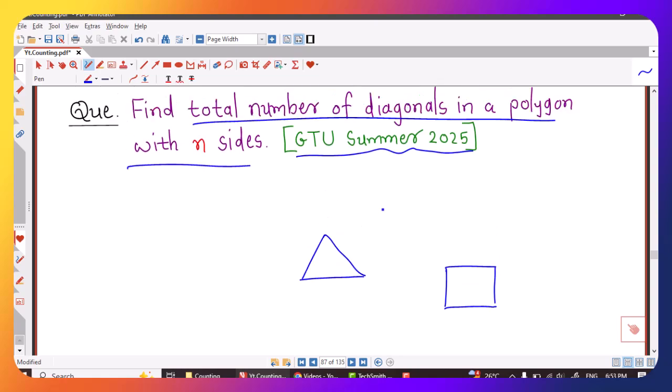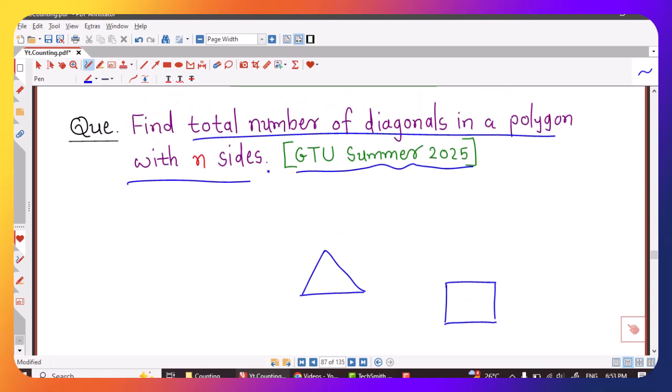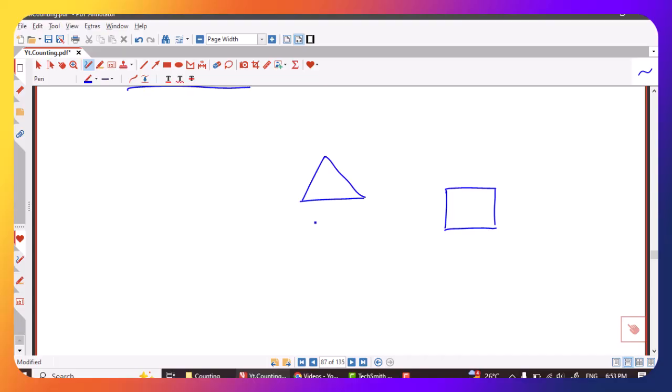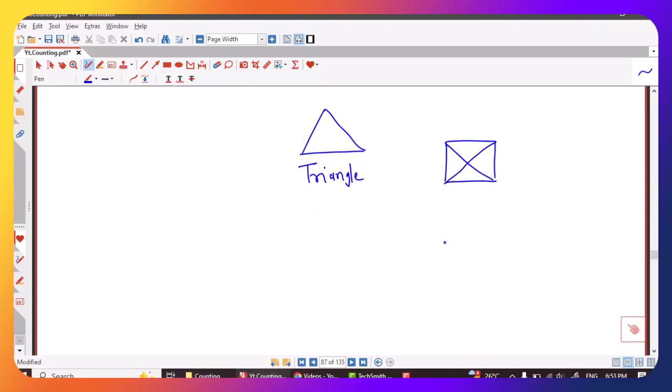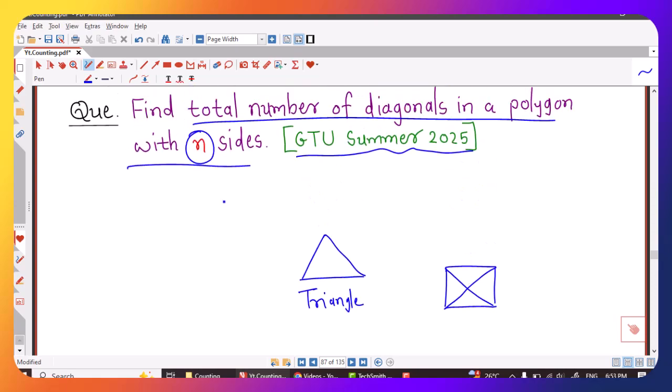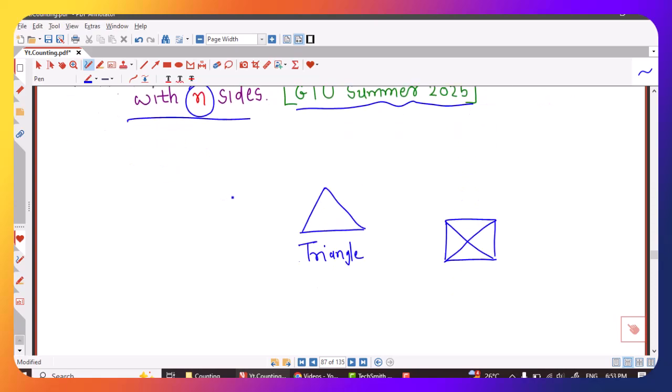And here we have to answer that in any polygon with n number of sides, what will be the total number of diagonals. For example, if we talk about this triangle, then we can see that there is no diagonal in the triangle. In square, we can join these vertices and we find that there are two diagonals in a square, which is a polygon with four sides. Similarly, by trial and error we can find out the number of diagonals in a polygon with given number of sides.